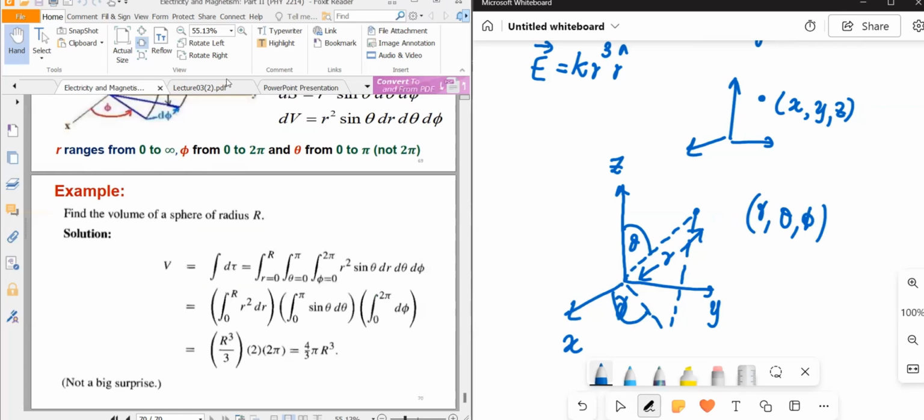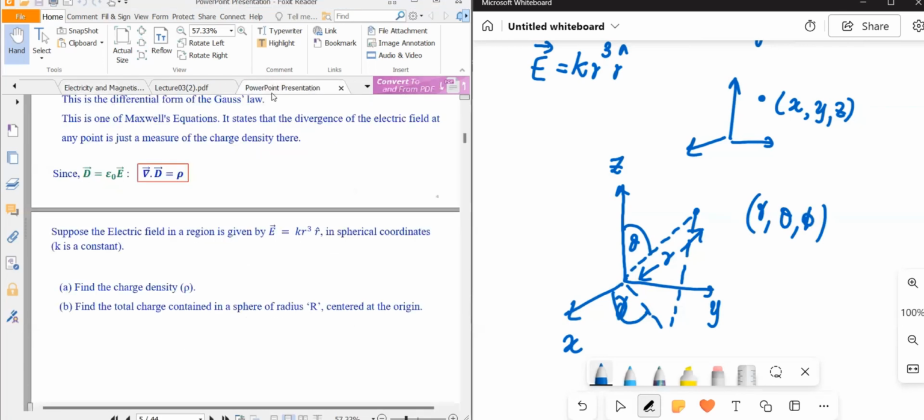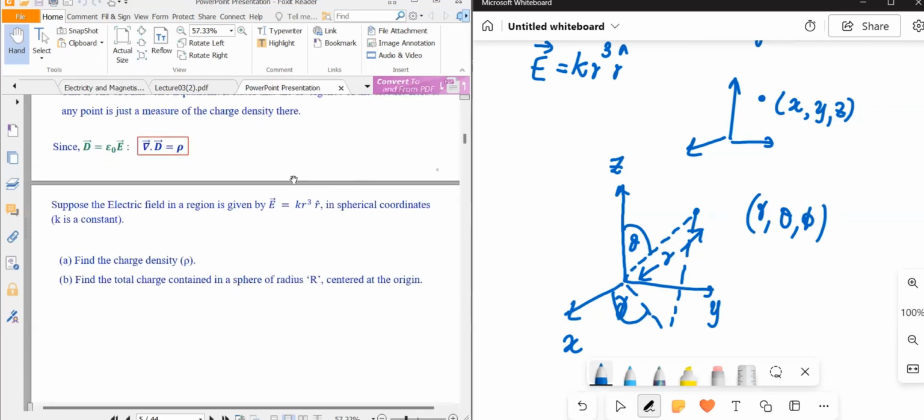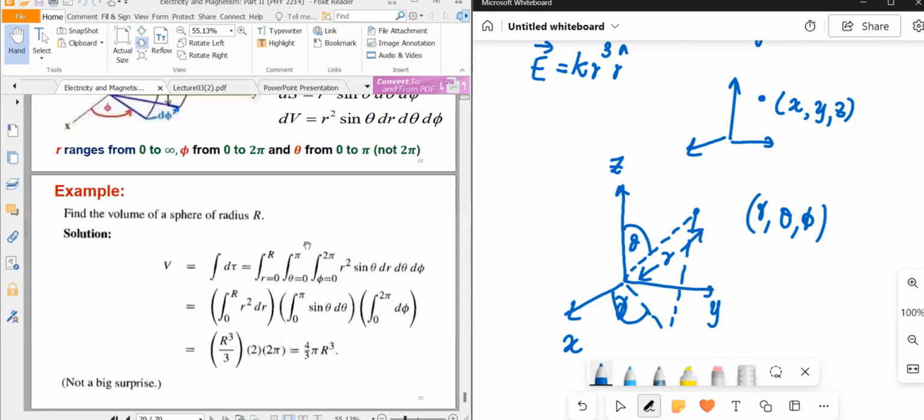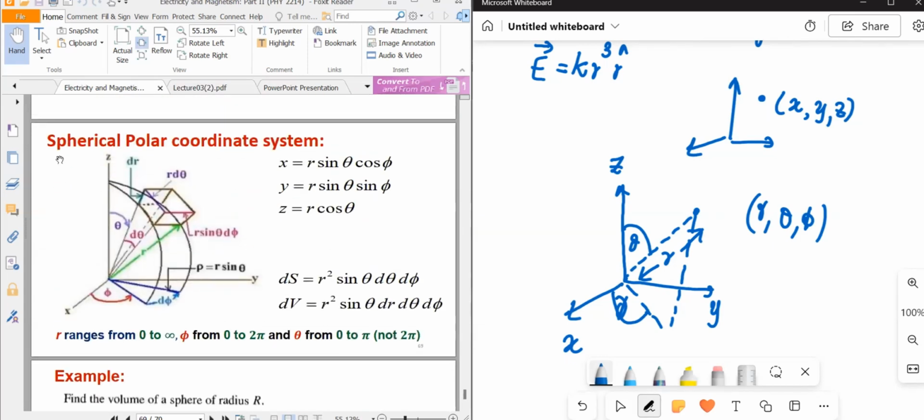Now here it is a spherical polar coordinate system. In a spherical polar coordinate system, we are going to use r, theta, and psi.